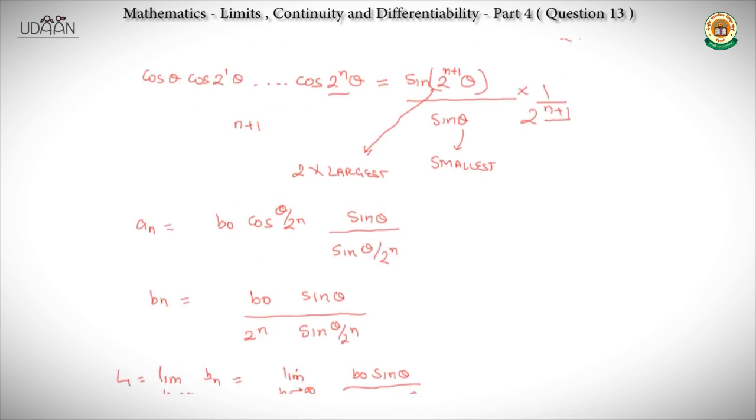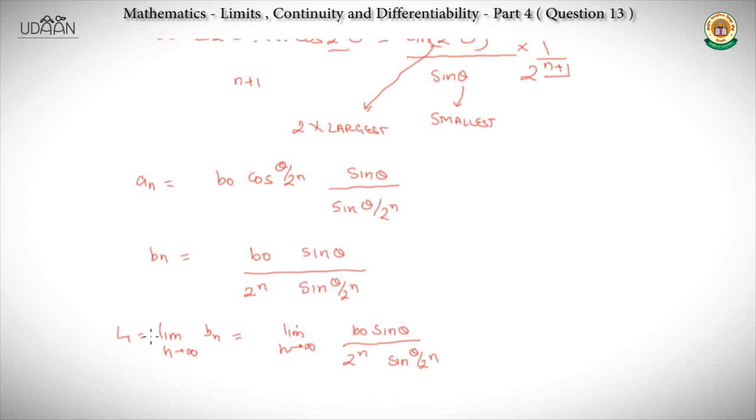L1 equals b naught sin theta into sin theta by 2 raised to n, into theta, and divided by theta by 2 raised to n. Okay, let's just check what connection was there from the last page. The last step here was that L1 was the limit as n tending to infinity of bn, which we derived as b naught sin theta by 2 power n, sin theta by 2 power n.